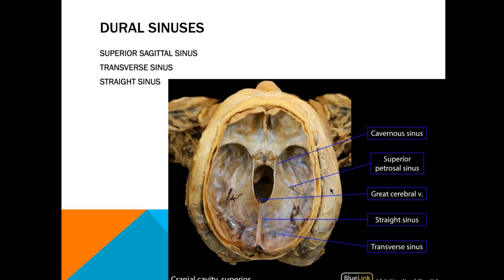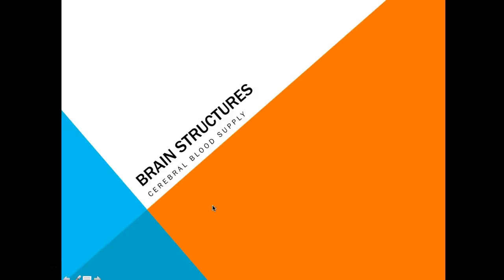This is just another view of that straight sinus. So now we can see that tentorium cerebelli in place here. And so that straight sinus is traveling through the mid portion of that dural fold, and transverse sinus once again would be found laterally over here.